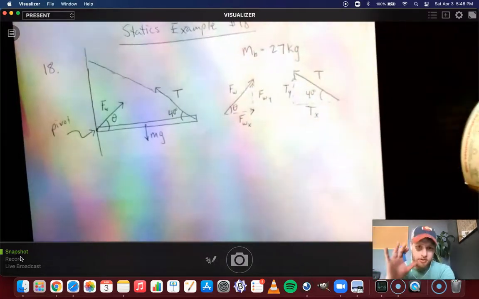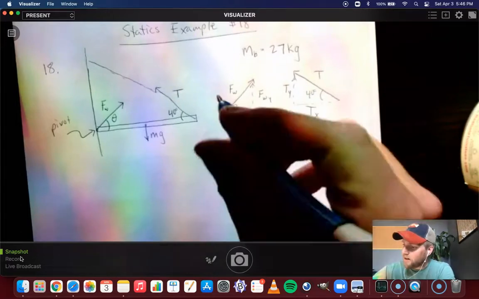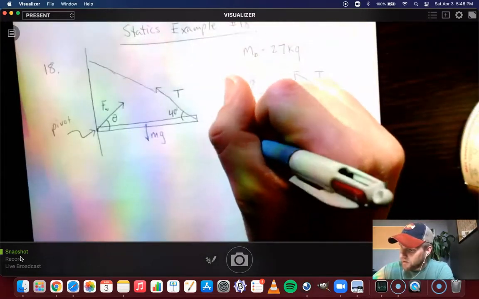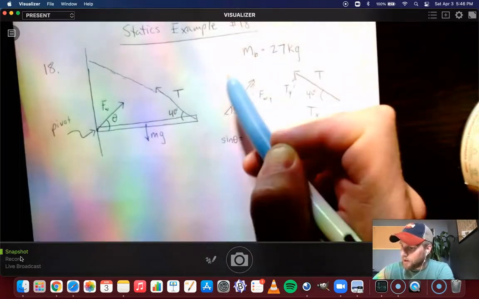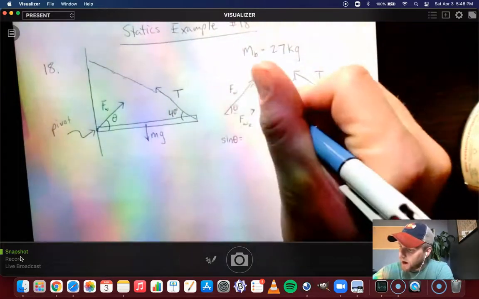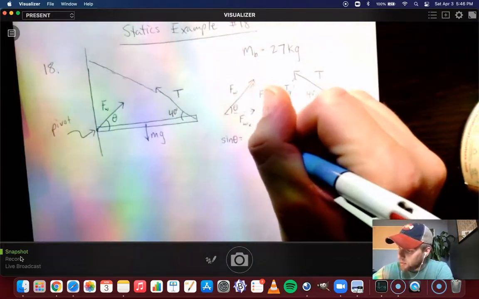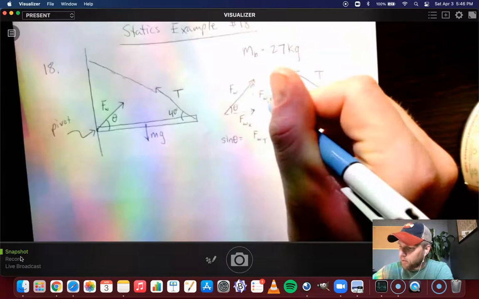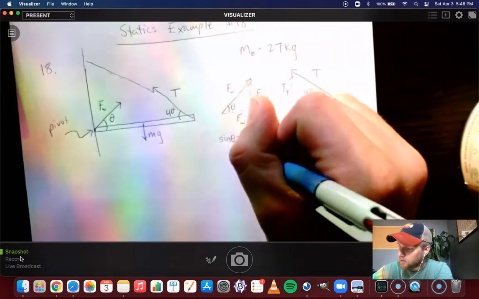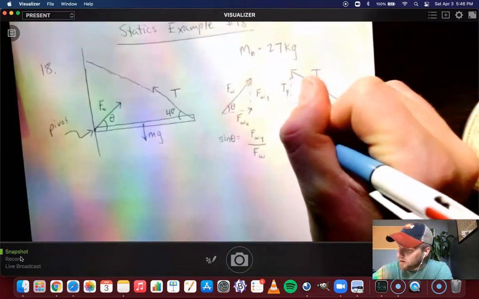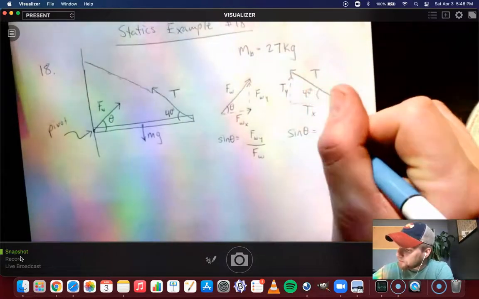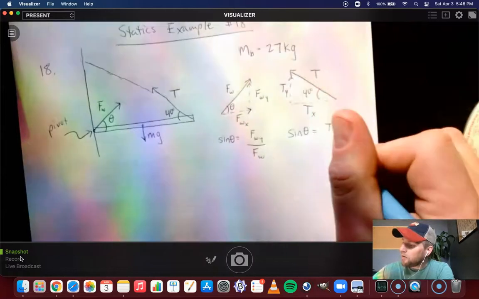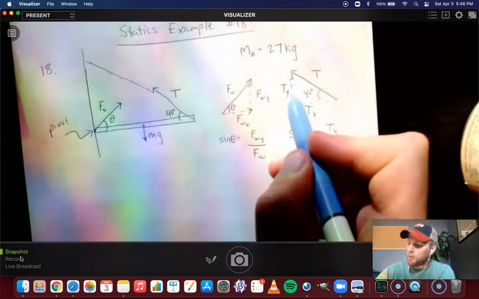Now don't guess, pause, take a moment, think about it. SOHCAHTOA, sine theta is opposite over hypotenuse. So for the force from the wall case, the opposite would be FWY, the vertical wall force, over the wall force itself. And for the tension, sine theta for that is going to simply be opposite, TY over T.